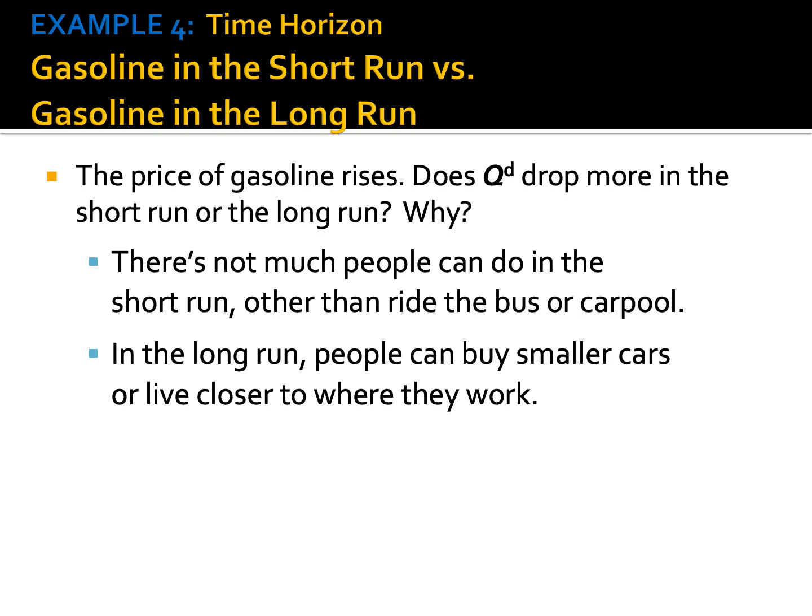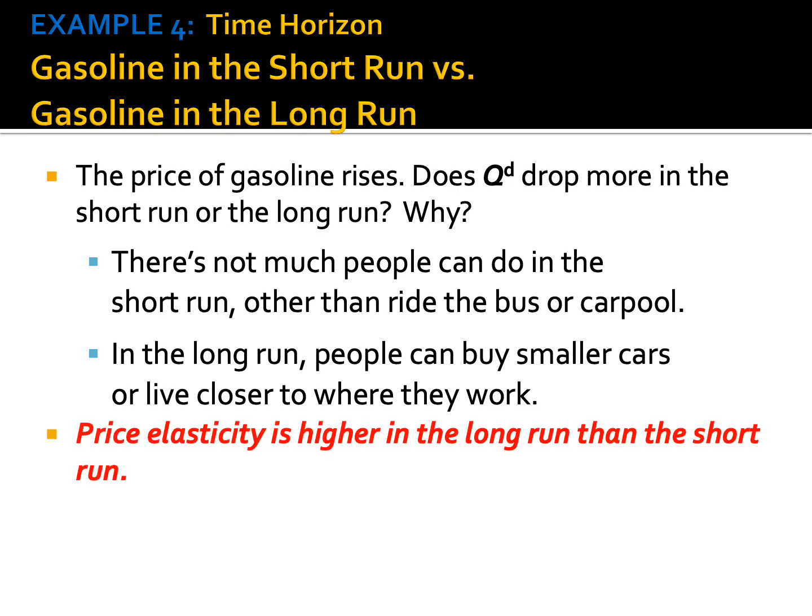Versus the long run. What can we do in the long run? If we foresee the price increase in gasoline to be prolonged, people may switch to smaller cars. They may decide to live closer to where they work, etc. So price elasticity is higher in the long run than it is in the short run, which means we have a lot more time and space to adjust our behavior when we're thinking about the next 6 months to a year, rather than prices changing immediately.